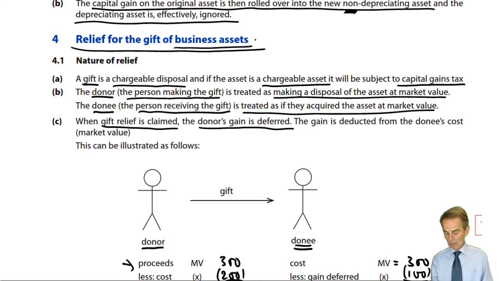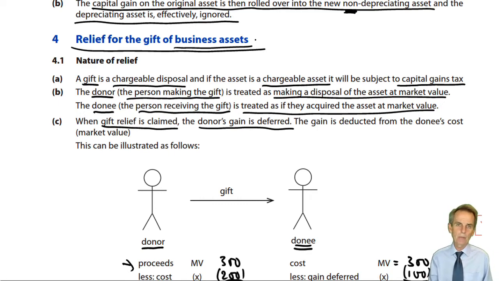So as it's been up until now, with entrepreneur's relief, there were qualifying business assets. With rollover relief, there were qualifying business assets. And so too it will be with gift relief. We are talking about qualifying business assets.